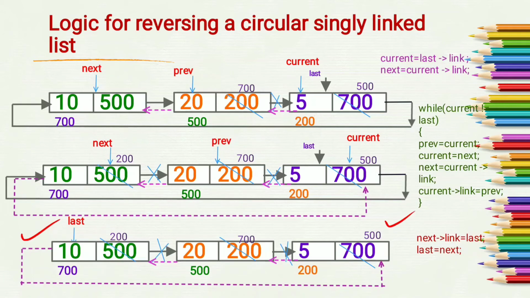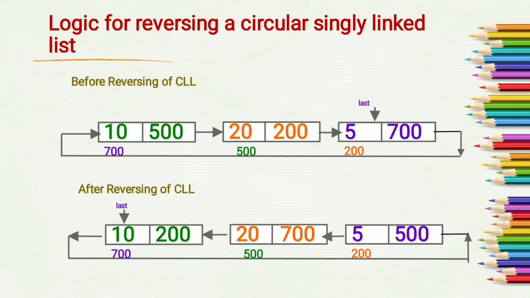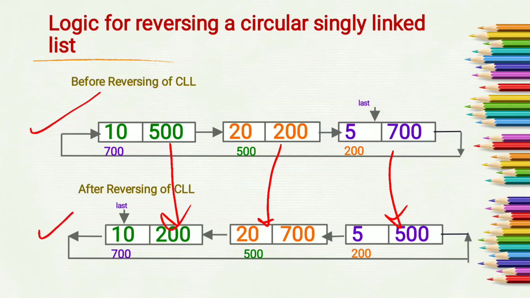This node is the first node of the circular linked list because the address of this node is contained in the link part of the last node, and this node is pointing to the node having address 500, and this node is pointing to the node having address 700. So before reversing the circular linked list we have this circular linked list, and after reversing the circular linked list we have this circular linked list. This node is the first node of the circular linked list, this is the second, and this is the last node of the circular linked list.